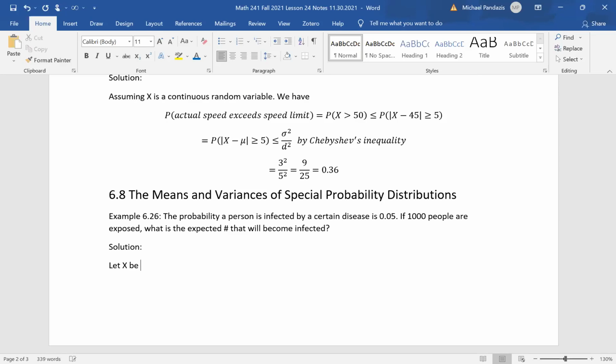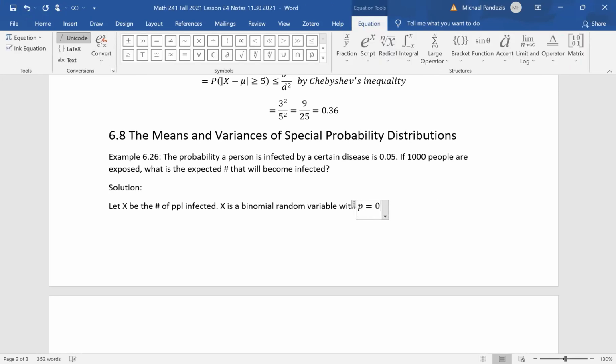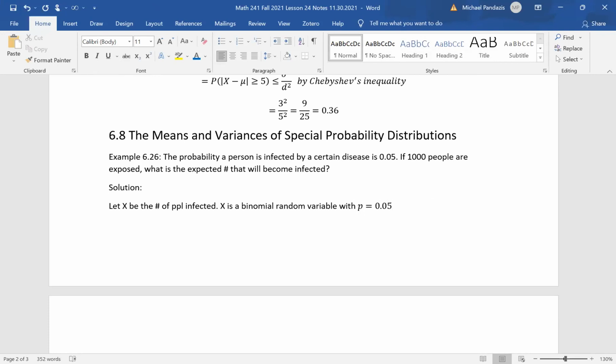So let X be the number of people infected as a random variable. X is a binomial random variable. Okay, so either you succeed at somebody getting infected or fail at it. There's only two possibilities. And so it's a binomial random variable with p equal to 0.05, that's the probability of success, and n equal to 1,000, the number of trials. Each person is another trial where success is someone getting infected with that probability, and the probability of a failure is not getting infected.